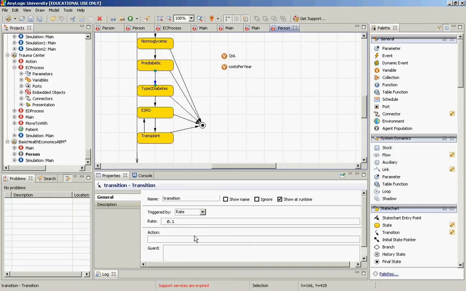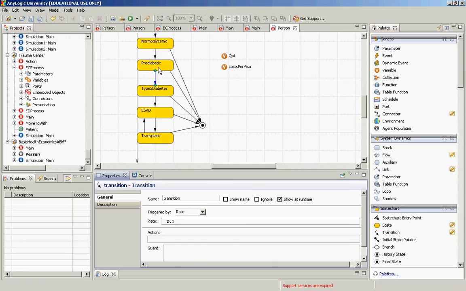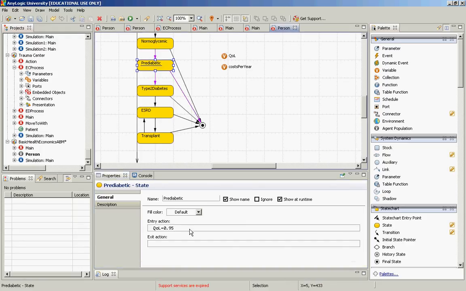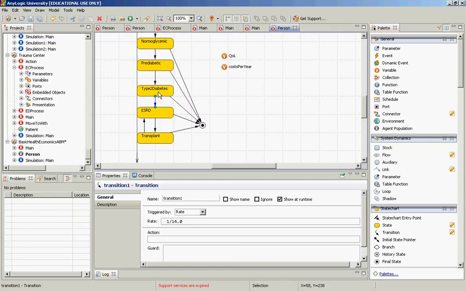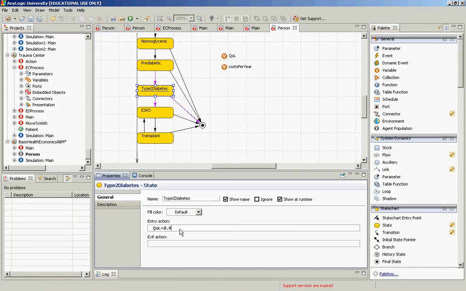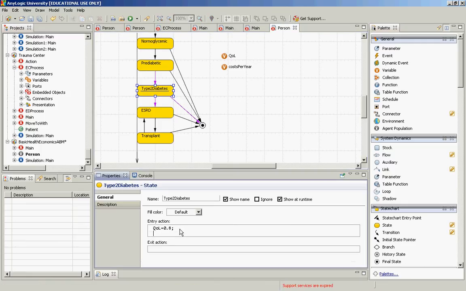We're going to assume in a pre-diabetic state that individuals impose quite modest costs, perhaps associated with that. Let's say $100 a year. For type 2 diabetes, full frank type 2 diabetes, we'll assume administration of drugs such as metformin, possibly even use of insulin these days.